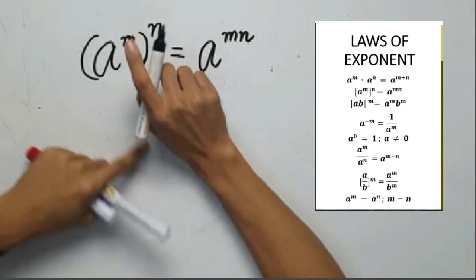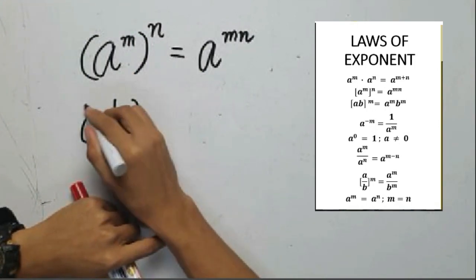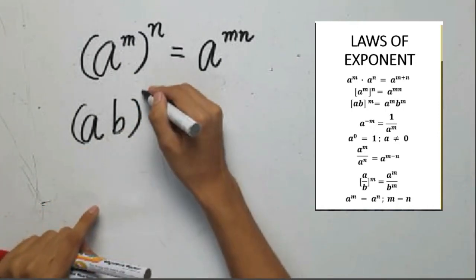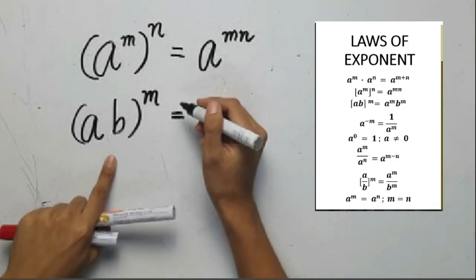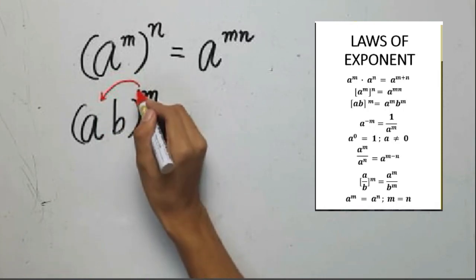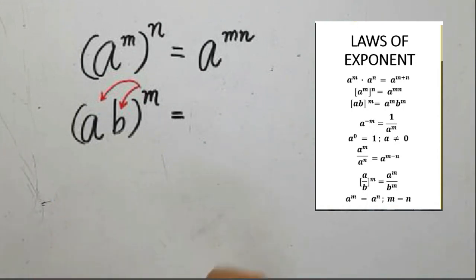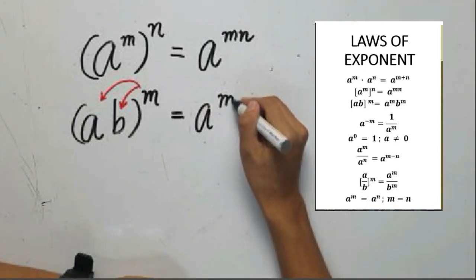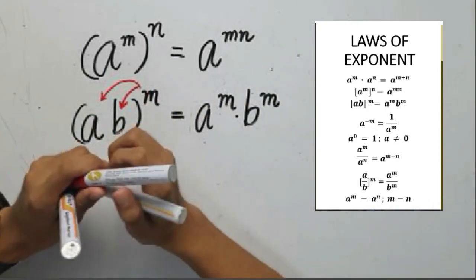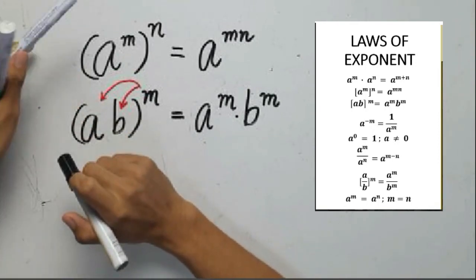Okay? What about this one? If I have dalawang variable na ni-raise mo sa isang exponent naman. So, gagawin natin dito, i-distribute lang natin ang exponent sa dalawang term mo o yung dalawang variable mo. So, the quantity of ab raised to m is just equal to a raised to m multiplied by b raised to m. Okay? So that is the power rule, or ito yung mga power rules natin.